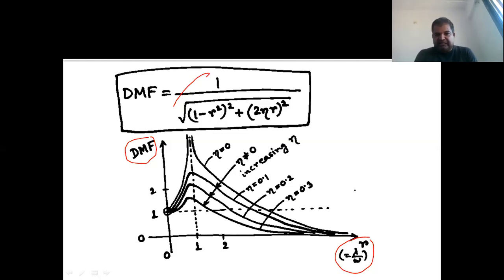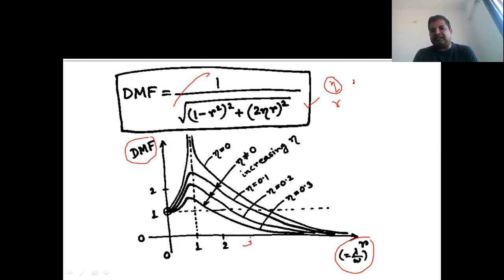If you see in this DMF equation, how many variables are there? One variable is eta, which is nothing but your damping ratio. And the second variable is the frequency ratio, r. So already I am taking the frequency ratio here. In this particular graph, I will put some values here: 1, 2, 3, and so on. Similarly, for DMF also I am putting 1, 2, and I can plot this particular thing. Now for eta, I will take some variations.